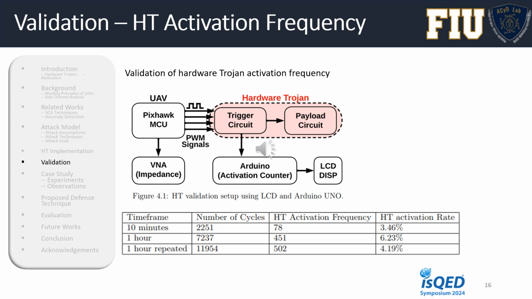For the 1 hour, we had the hardware Trojan activating 451 times out of 7,237 cycles. That is a 6.23% activation rate. After repeating the 1 hour again, we got a 4.19% activation rate. This is what we originally aimed for because we wanted it to activate 1/16th of the time. So as long as it's below 6.25%, we should be good to go.